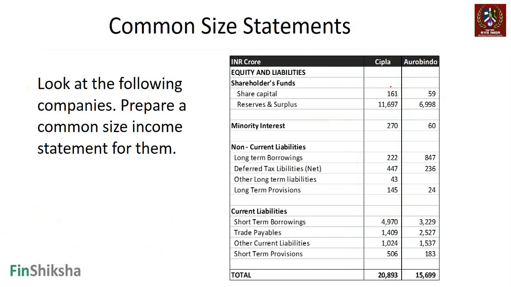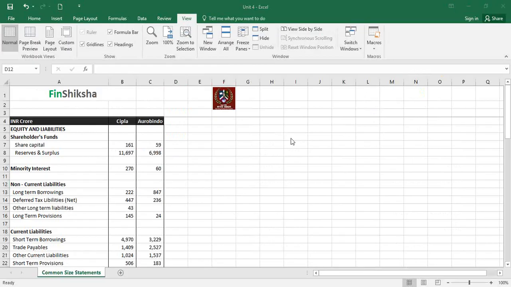So in the first case, we have to divide everything by the 2893 number. In the second case, we have to divide by 15699. Each of these headers needs to get divided by those respective numbers in order to arrive at the common size statement number, right? So that's what will become important here. Let's actually go to an Excel file and try to decode and understand this, right?